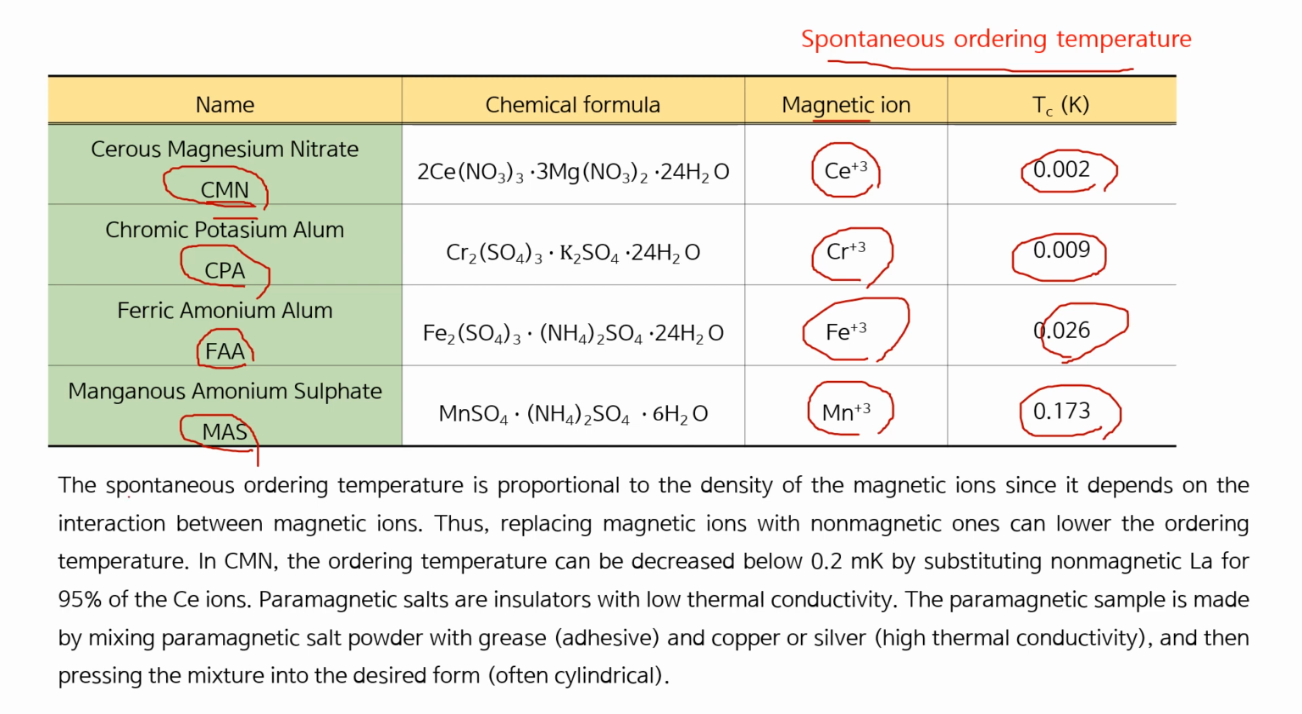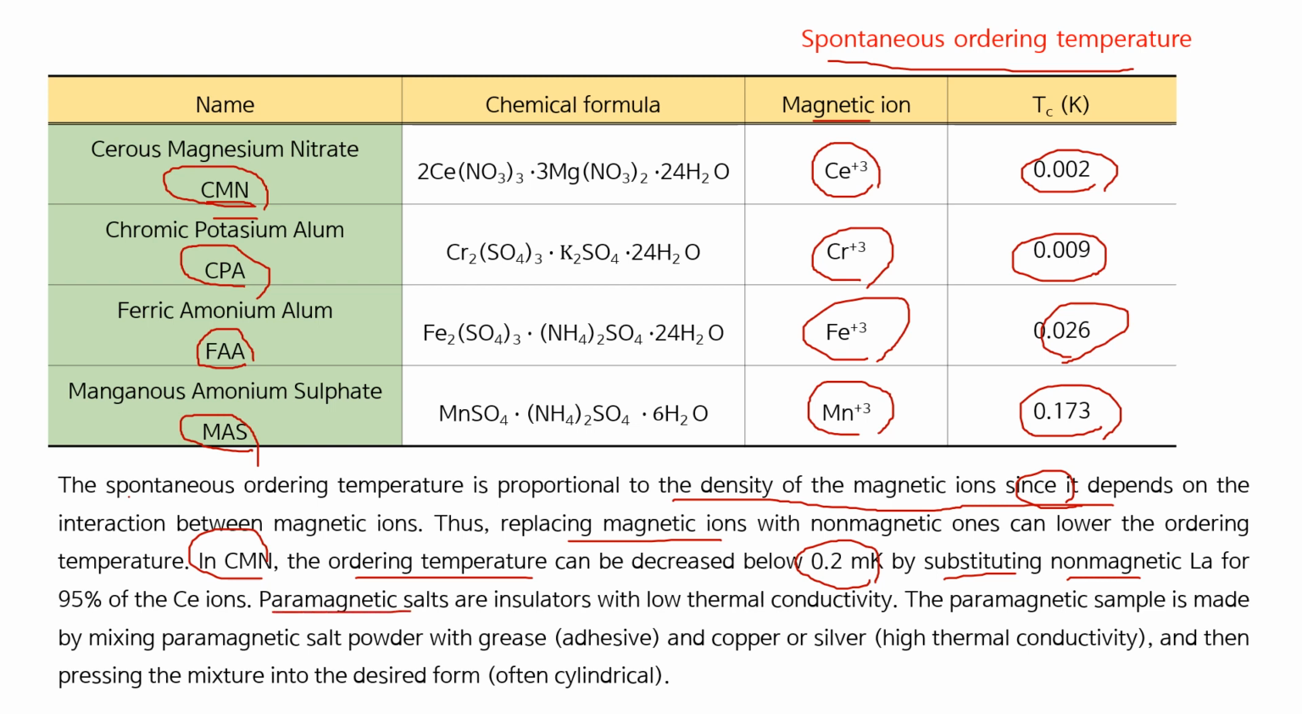The spontaneous ordering temperature is proportional to the density of magnetic ions since it depends on the interaction between magnetic ions. Thus, replacing magnetic ions with non-magnetic ions can lower the ordering temperature. We already discussed that. In CMN, the ordering temperature can be decreased below 0.2 millikelvin by substituting non-magnetic lanthanum for 95% of cerium ions.